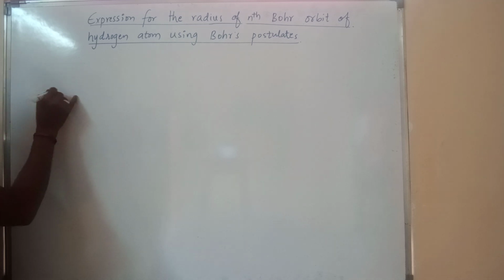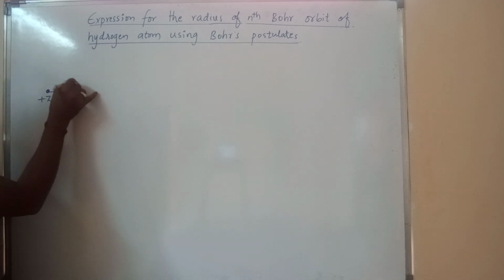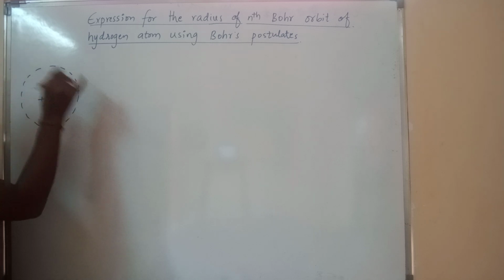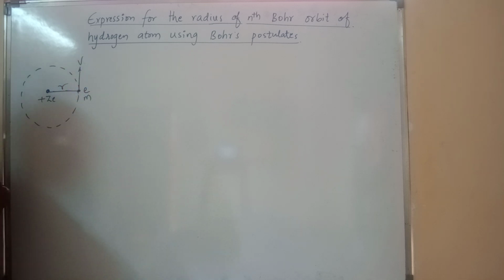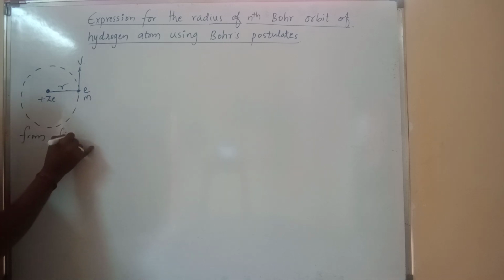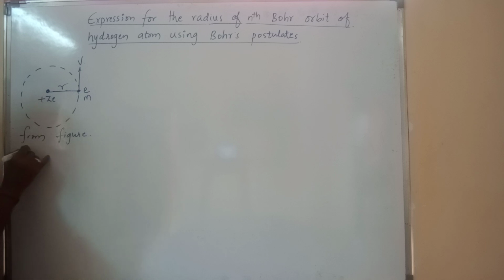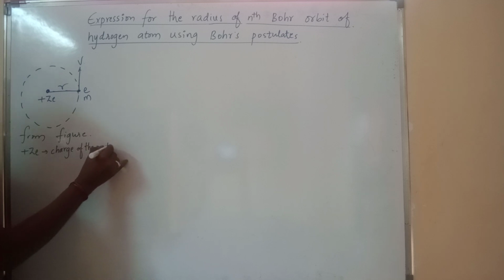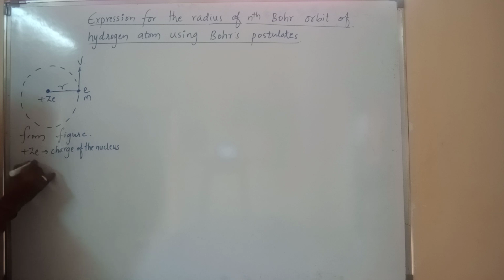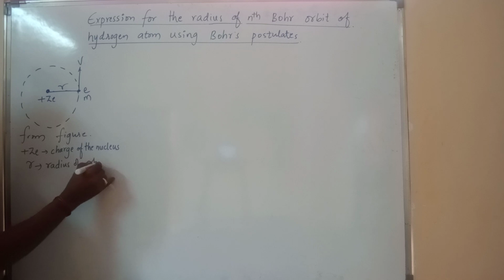and an orbit with radius r, and in this orbit an electron is moving with a certain velocity v. The electron has charge e and mass m. From this figure, plus Ze is the charge of the nucleus. Next, r is the radius of the orbit.